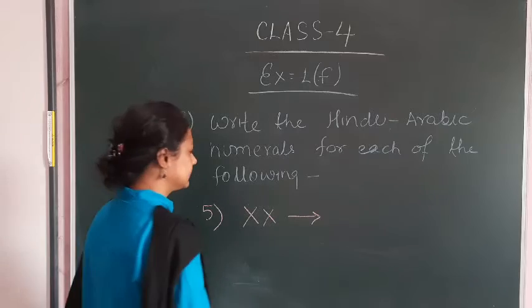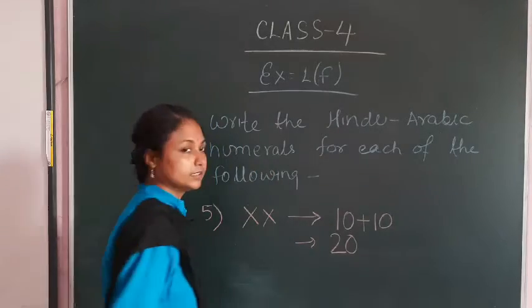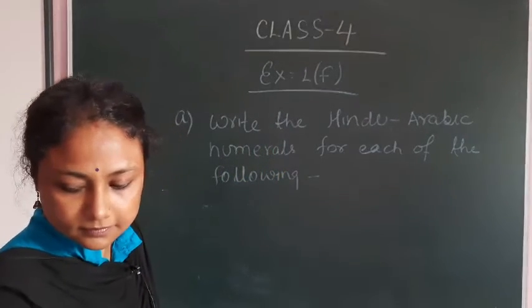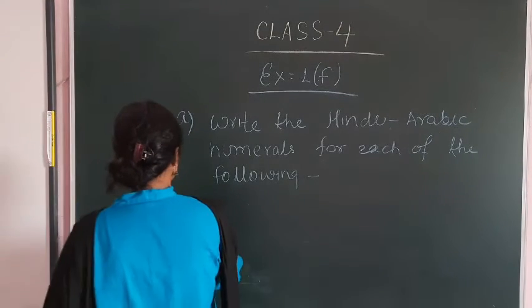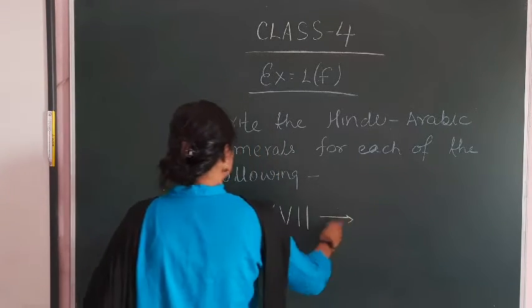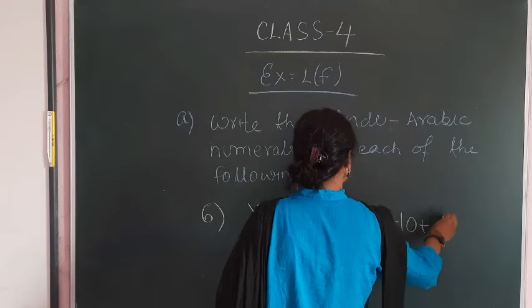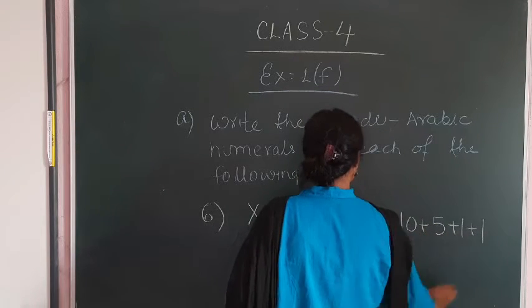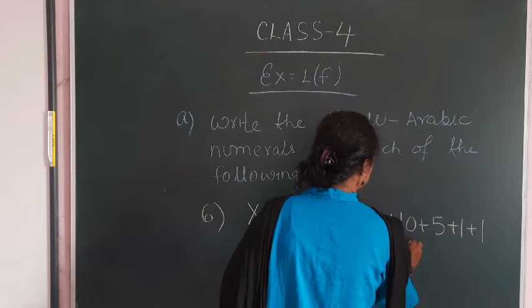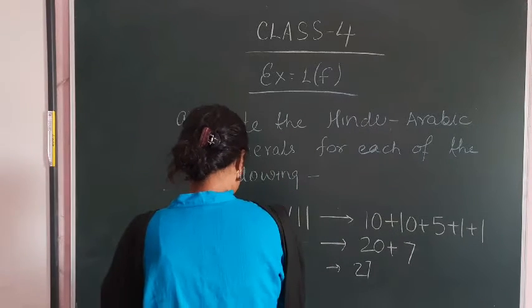What is this? This is 10 plus 10, this is 20. What is this? This is 10 plus 10 plus 5 plus 1 plus 1. So this is 20 plus 5, 6, 7. So this is 27.